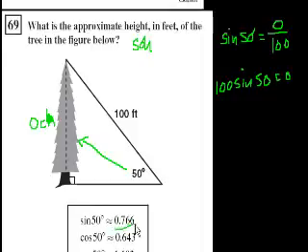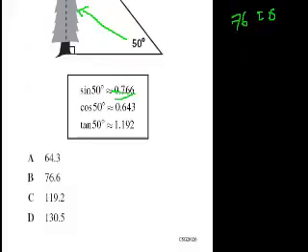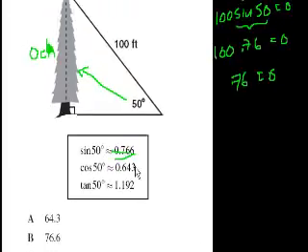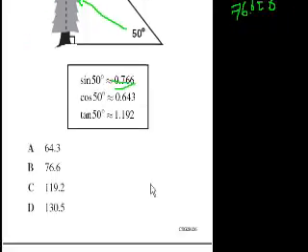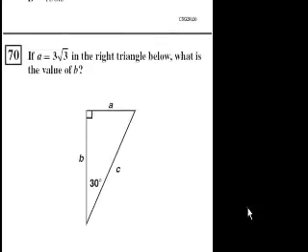Sine of 50 is 0.76. So 0.76 times 100 is equal to O. Well, that's 76, equal to O, the height of the tree. And that's choice, oh, and they said 0.766. So let's put another 6. So that becomes 76.6. And that's choice B. All right. Problem 70. These go fast.